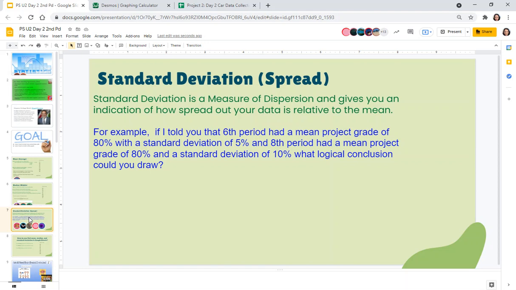Okay, go ahead. So it means that most people got at like the average would be like 80%, but for the first group, it was closer to 80, like 5% away, so probably like 75 to 85 would be where most of the people were. Okay. And then for the 8th period class, it's 70 to 90 where most people were. Okay. So it's a wider spread. A wider spread, and it looks like you need to add to that.